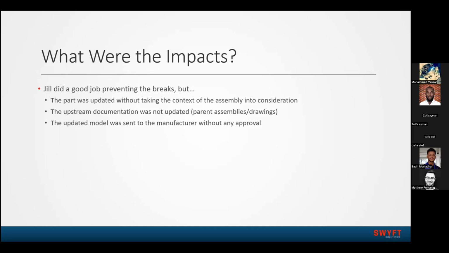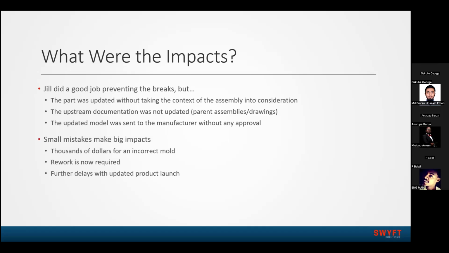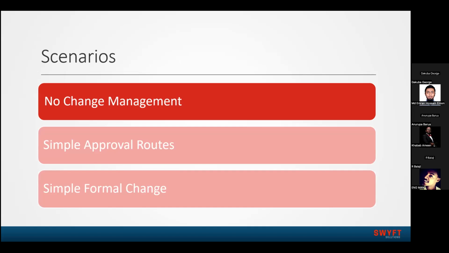There can be thousands of dollars used for an incorrect mold now that it's sent off to the manufacturer. We now have to spend extra time fixing it again, and there are further delays with all of these impacting together, creating delays in our product launch. So that's just to give you an idea of what happens if you don't have any management.